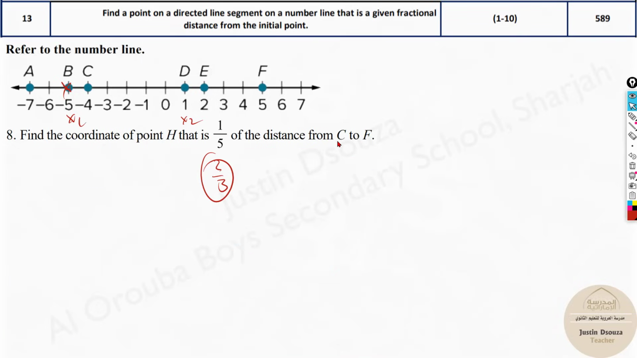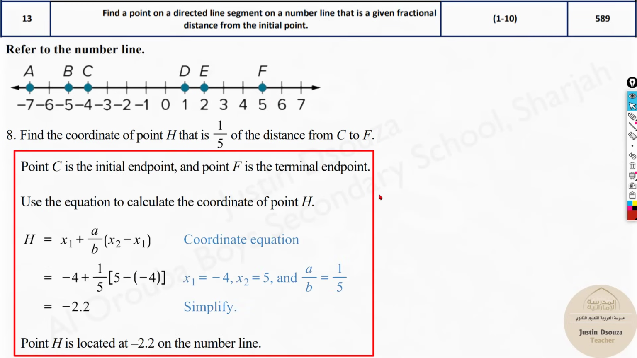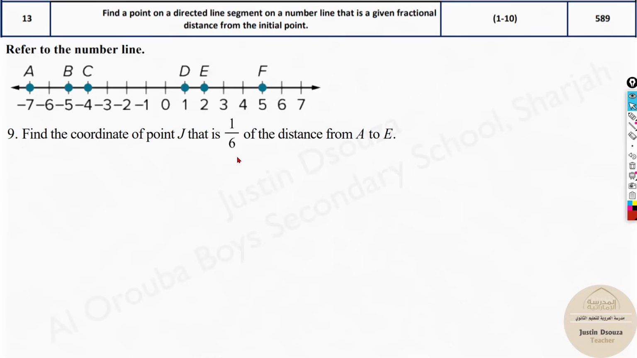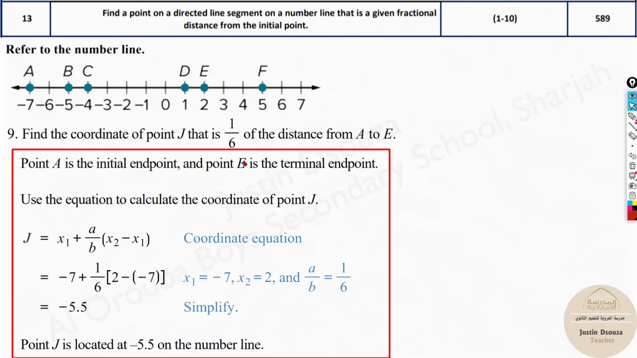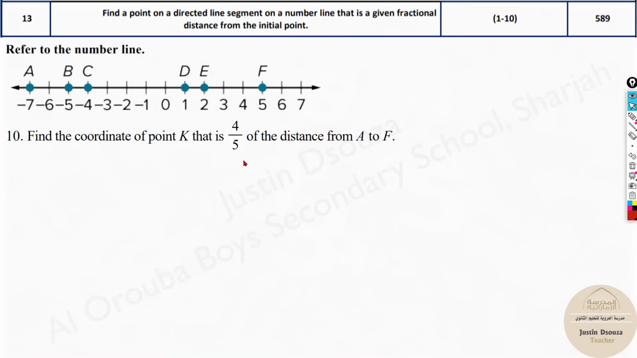Similarly, please try this. Now here the x1 and x2 change. It's from C to F. So x1 is minus 4 and F, x2, is 5. Substitute it and get the answer. Now here it's negative 2.2. Why? Because from here to here there are negative numbers, right? And 1/5 is just one part of fifths somewhere over here, less than 2. Similarly, try all these problems and check the answers by yourselves.